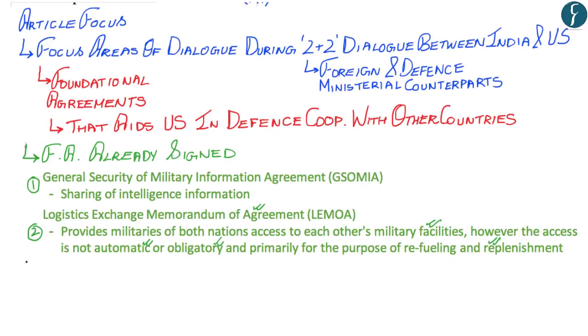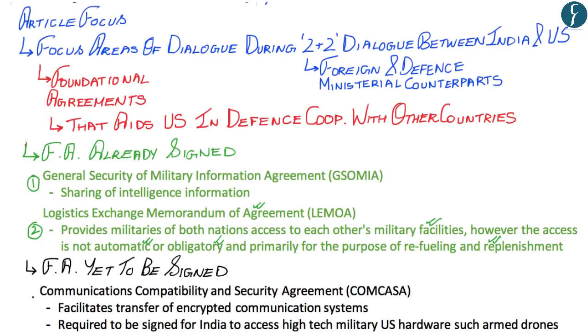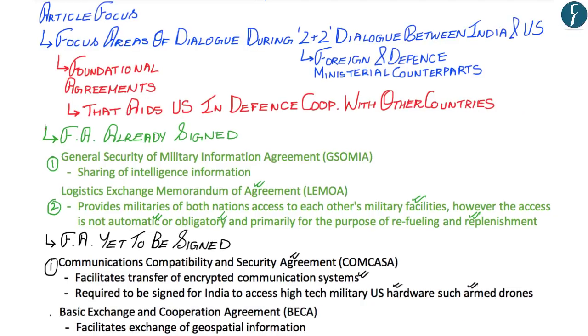Now, apart from this, the article provides two foundational agreements that are yet to be signed. The first is the Communications Compatibility and Security Arrangement. This agreement would facilitate the transfer of encrypted communication systems. The signing of this agreement is required so that India can access high-tech US military hardware, especially armed drones. And the second agreement that is yet to be signed is the Basic Exchange and Cooperation Agreement.